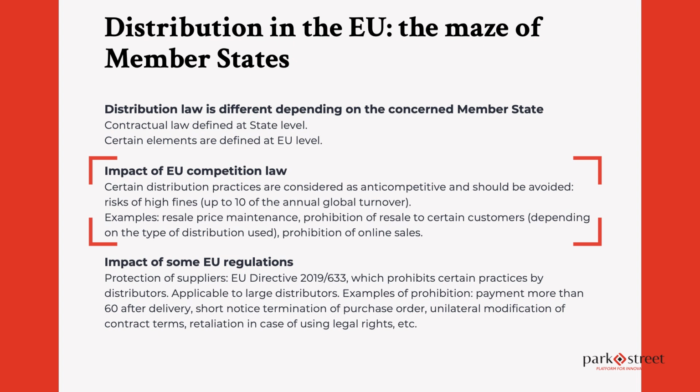Second thing, you cannot prohibit your distributor to sell to certain customers. So, for example, this can happen where you don't want your product to appear in certain stores. Typically, this is the kind of thing that, on principle, you are not allowed to do. You cannot say, okay, I don't want my products to appear on Lidl because it's not high-end enough. That will not be legal.